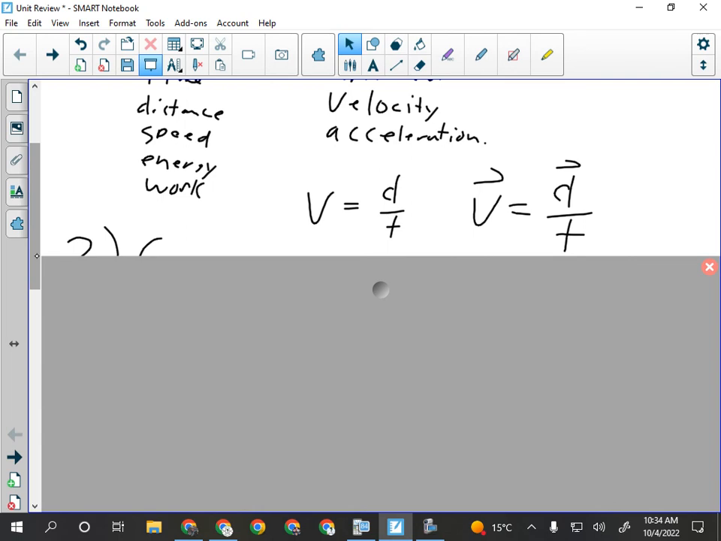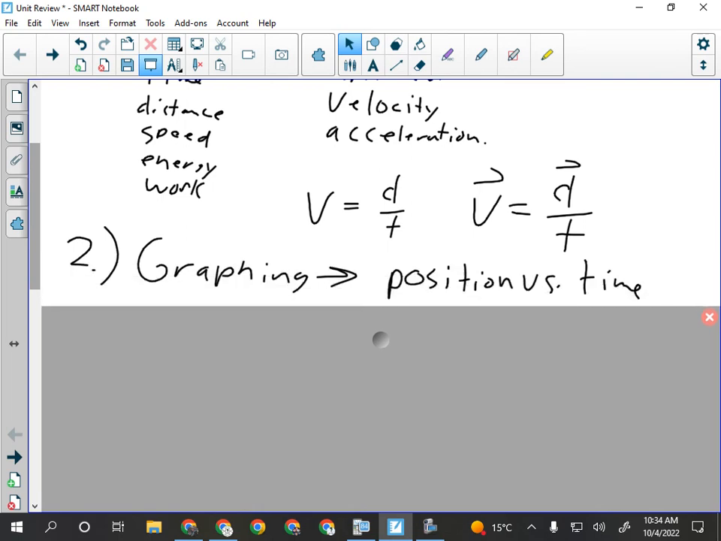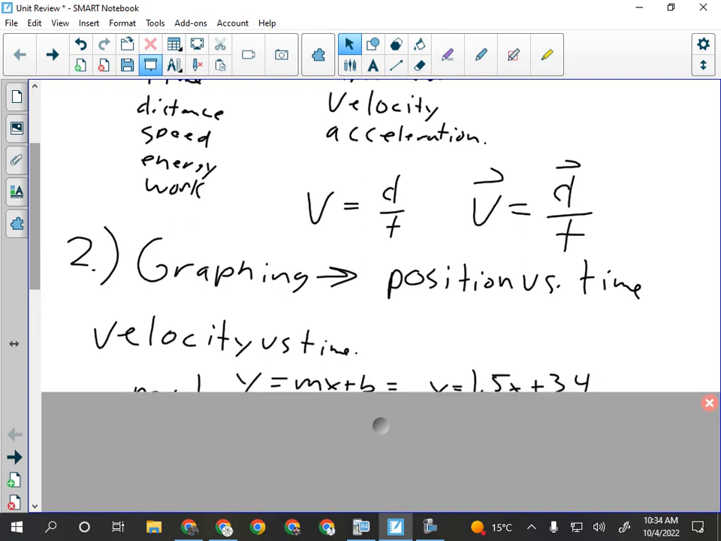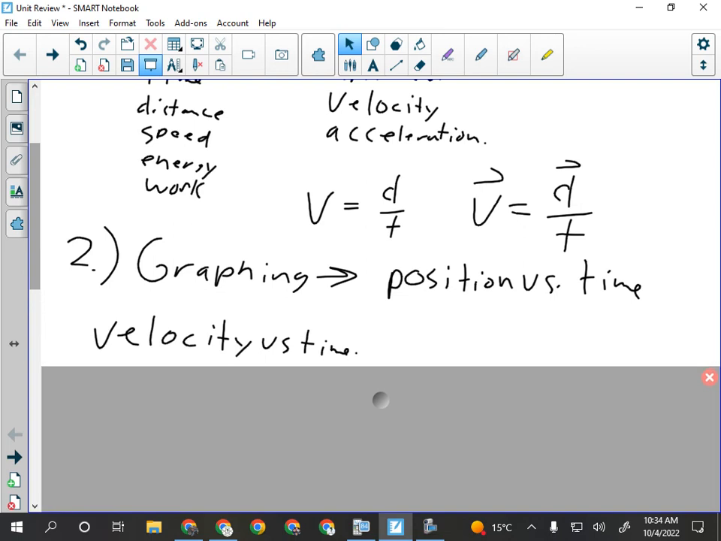Then, this isn't exactly the order we went in, but it's the order I brainstormed it in. Graphing. We went over 2 different types of graphs: position versus time and velocity versus time. Both are on the unit exam. You will be expected to do the same types of operations and interpretations of those graphs that you were asked to do in the analysis of your 2 labs. There's going to be nothing on the exam that wasn't part of your labs.